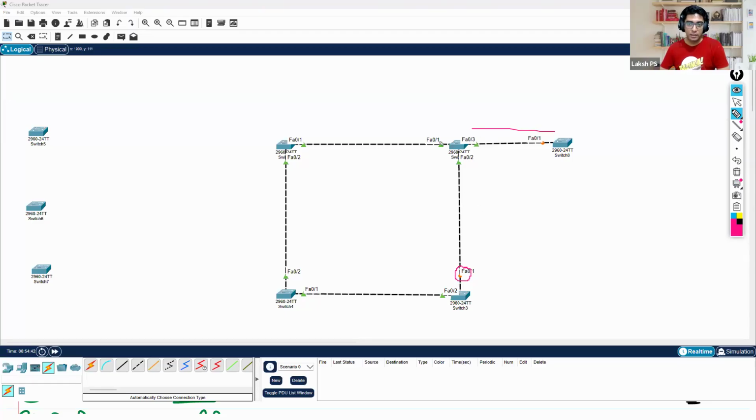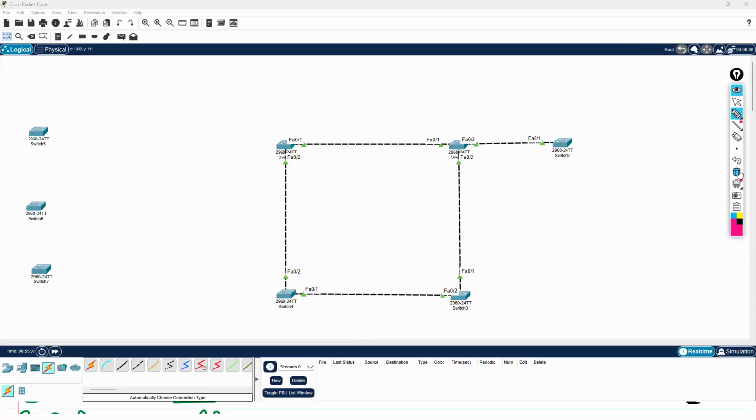Why? Because the BPDUs will be sent across, and it will learn that to reach, obviously, this is a root switch because it has a lower MAC than this one. So this needs to be the root port. This is the shortest path to reach the root switch. Okay, got it. So the right side we have connected this, that switch number 8 will become root.